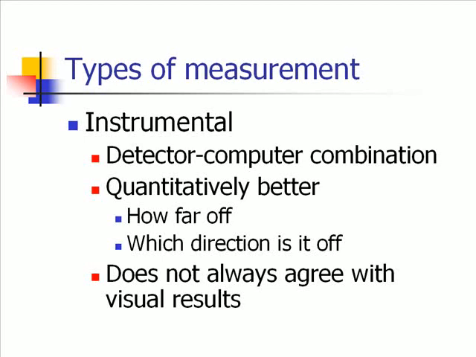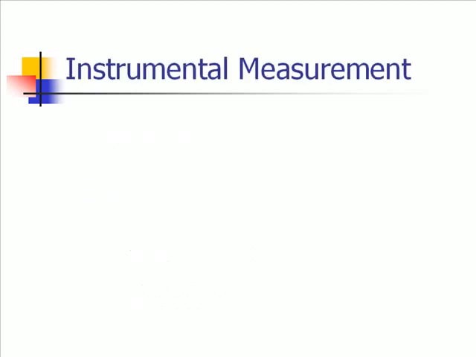The problem is it doesn't always agree with visual results. It always gives you numbers, but those numbers may not agree with what you see visually. Most of the time, they're pretty accurate, but in some cases, they're not. And again, we're trying to model our visual system using instruments, and it doesn't always work exactly like our eyes work. You've got to be careful that you take the readings from the instrument with a grain of salt and make sure you look at it. You always have to look at the sample.